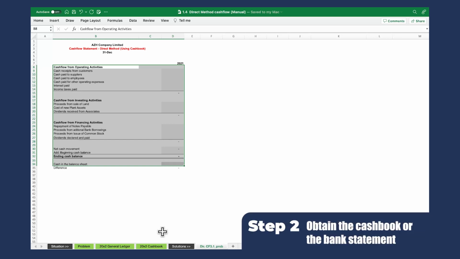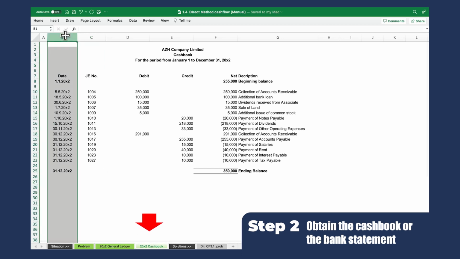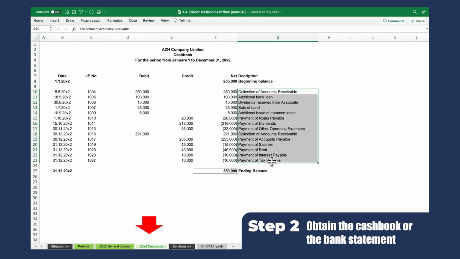Step 2 is to obtain the cash book or the bank statement. For this particular problem, the cash book is in the third tab right here. The cash book is typically a subsidiary ledger where you will find all of the bank transactions during the year. The details include the dates, which is here, the amounts of the transactions, and transaction details that will help you later to classify all of these rows into cash flow activities.